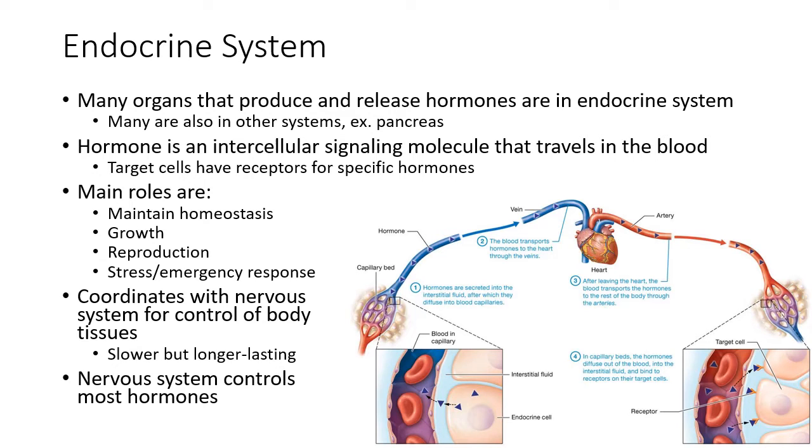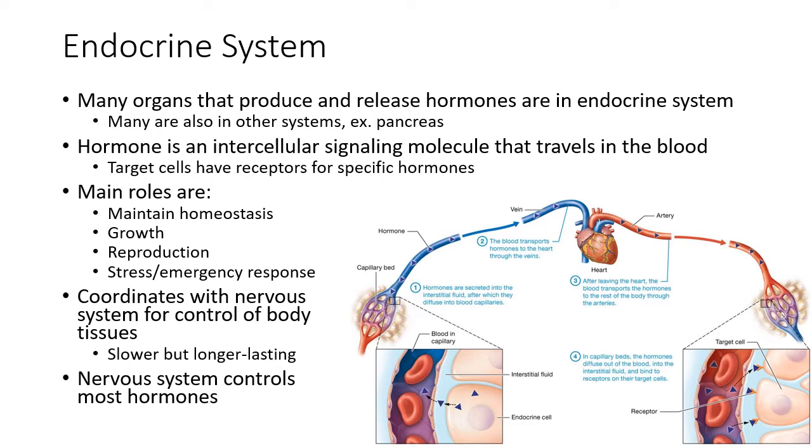The main roles of the endocrine system are to maintain homeostasis, to kind of coordinate the growth and development of the organism, to coordinate the reproductive functions of the organism, and to allow an organism to respond to stress or emergencies. The endocrine system works together with the nervous system to accomplish those goals. So the endocrine system and nervous system coordinate with each other to maintain the functions of the body and to control the functions of each organ.